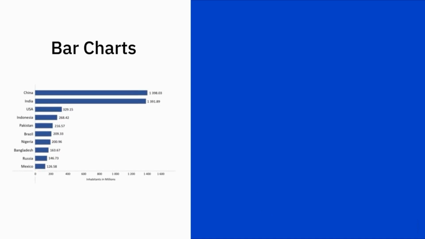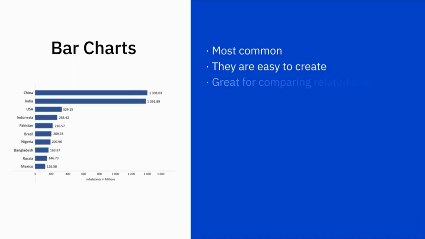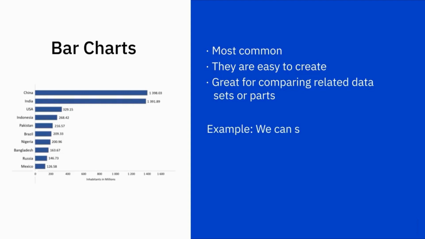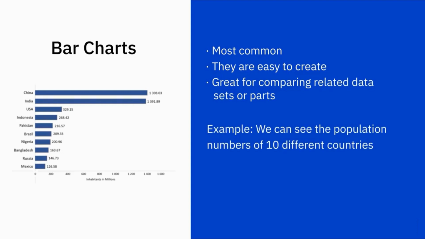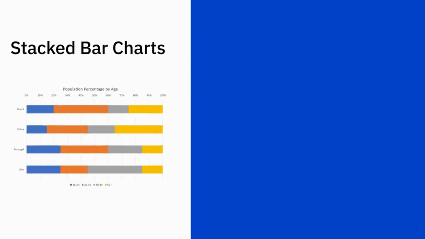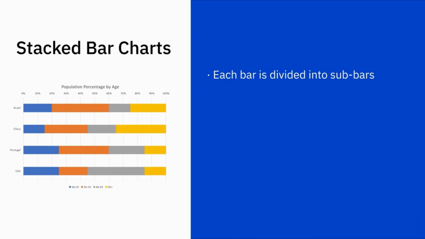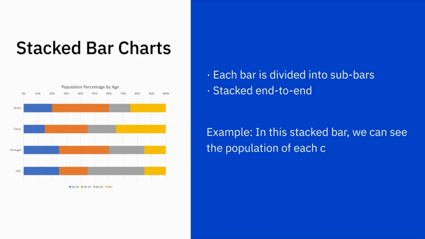We now look at one of the most commonly used charts, the bar chart. This type of chart is the most common as they are easy to create and are great for comparing related datasets or parts of a whole. For example, in this bar chart, we can see the population numbers of 10 different countries and how they compare to one another. We can also use stacked bars, in which each bar is divided into sub-bars that are stacked end to end. In this stacked bar, we can see the population of each country split into 4 age ranges.